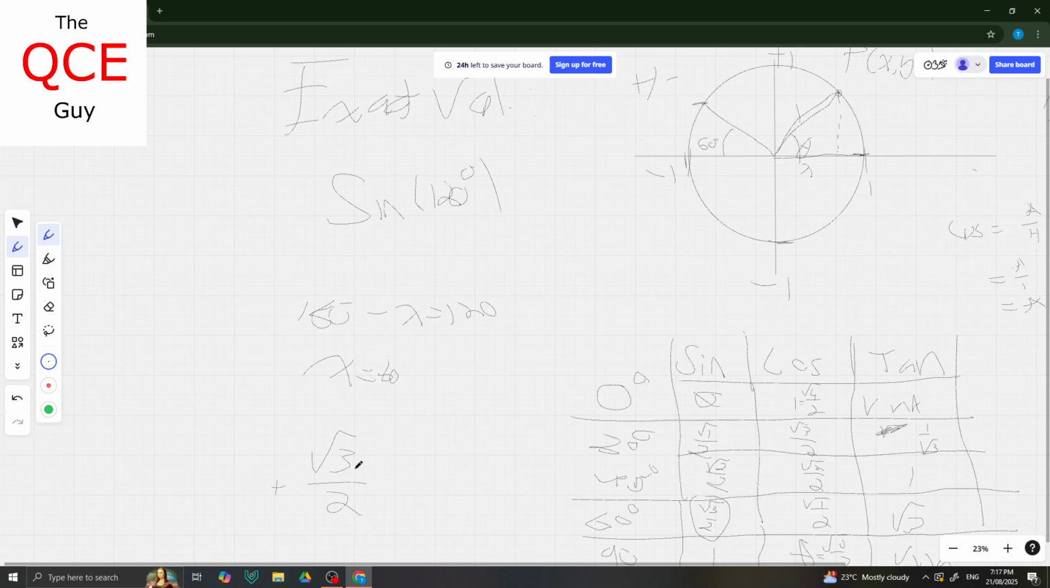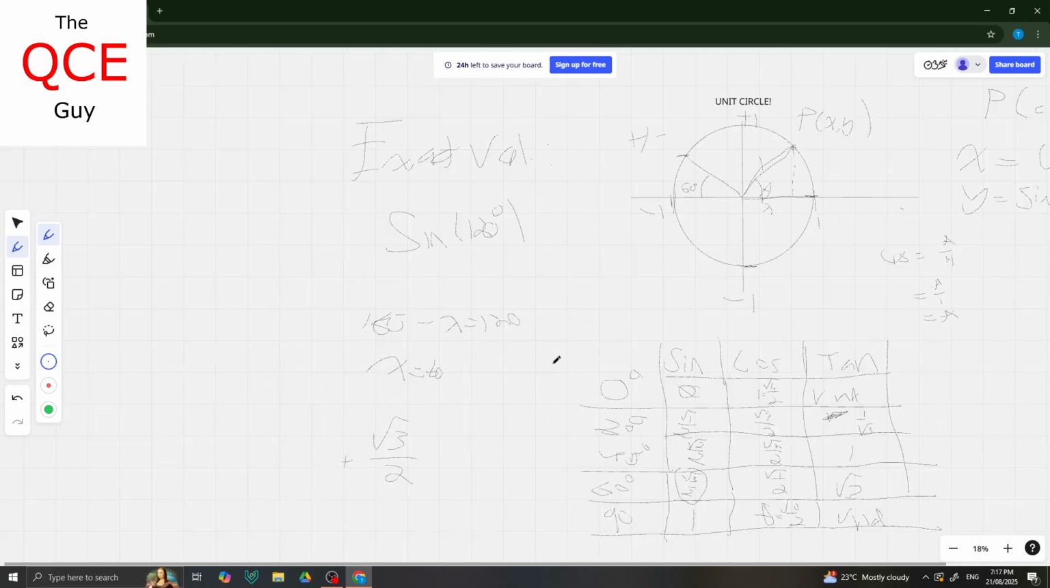And that's about it for the unit circle. It's pretty straightforward. Once you know this table and you understand how to break off exact values, it's all pretty straightforward from there. Hope that helps and you guys don't have any troubles with the unit circle.